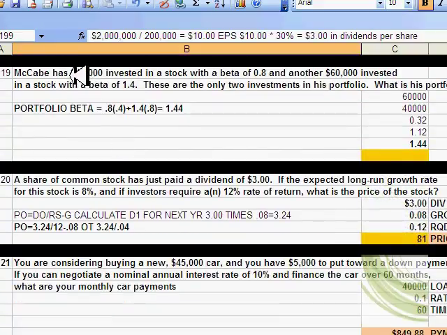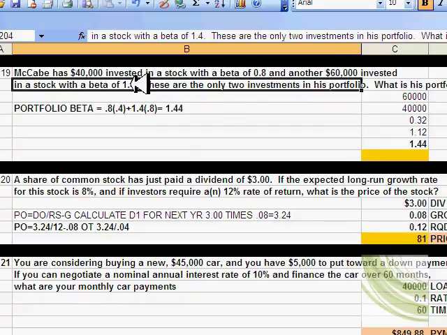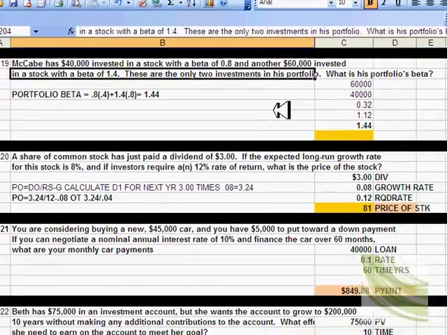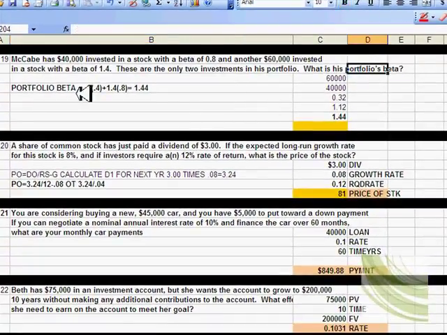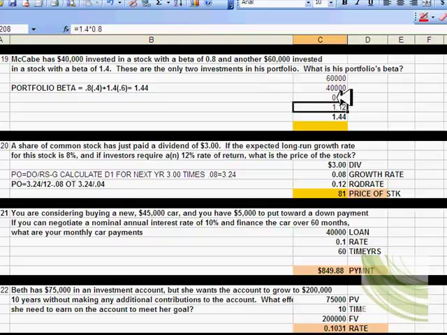So McCabe has $40,000 invested in a stock with a beta of 0.8 and $60,000 invested in a stock with a beta of 1.4. So you are trying to calculate the portfolio beta. Portfolio beta equals 0.8 times 40% of the investment, because 40 plus 60 is 100,000. So 40 over 100,000 is 40% of the weight. This is where you're multiplying the beta times the weight. And 1.4 times 0.6. Okay, I have to correct this.